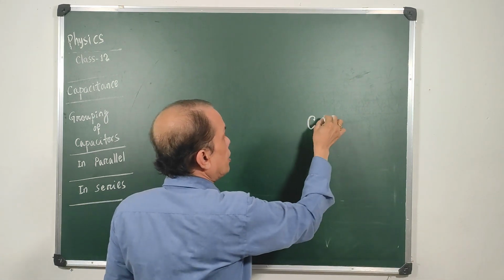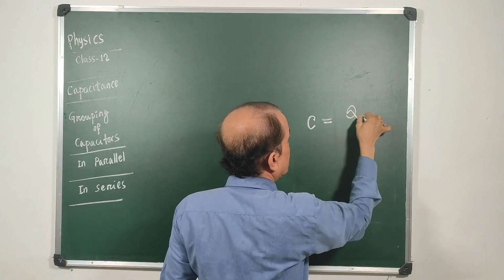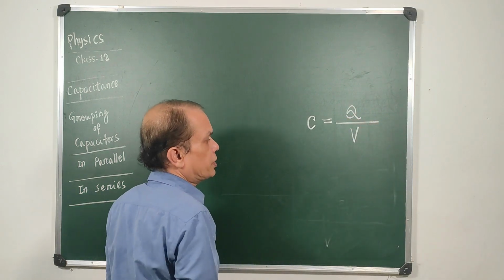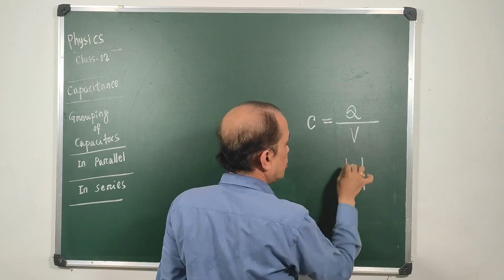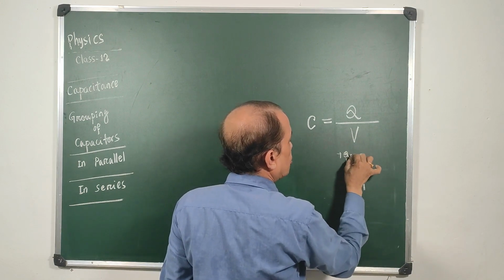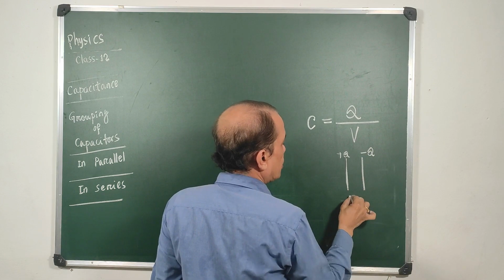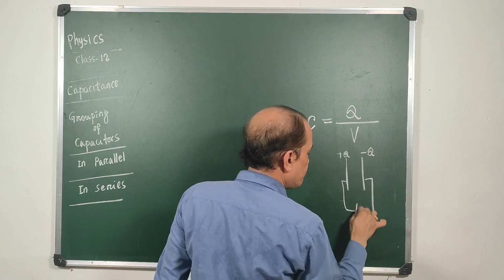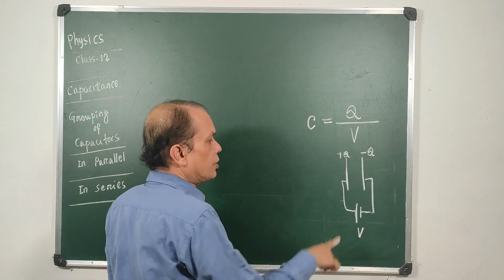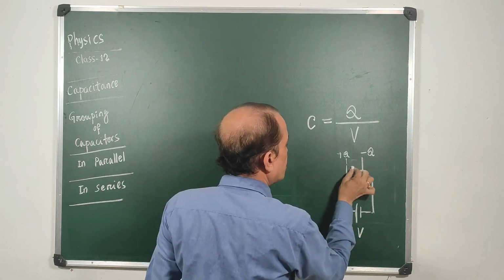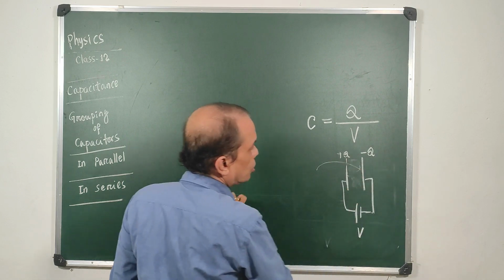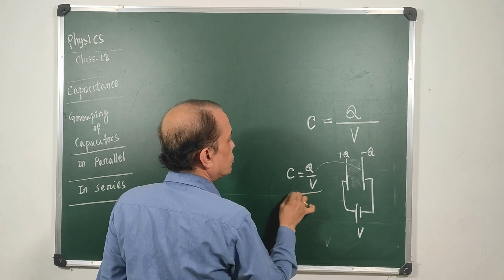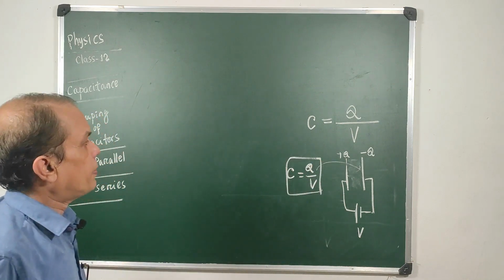Capacitance C is the ratio of the charge given to a conductor to the potential difference between the two ends. So if this is a capacitor, the two ends have a charge of plus q and minus q, and the two ends have a potential difference of V, then the charge that will be stored will give a capacitance C equal to Q by V. So this is about capacitance.